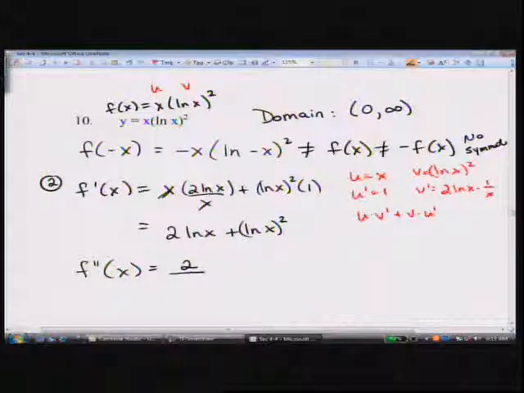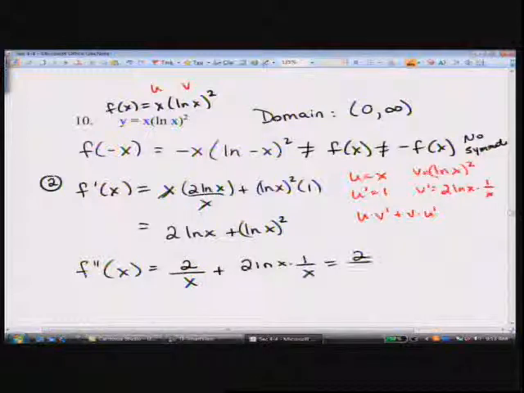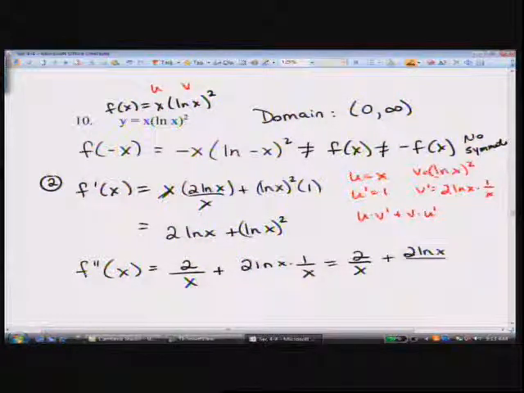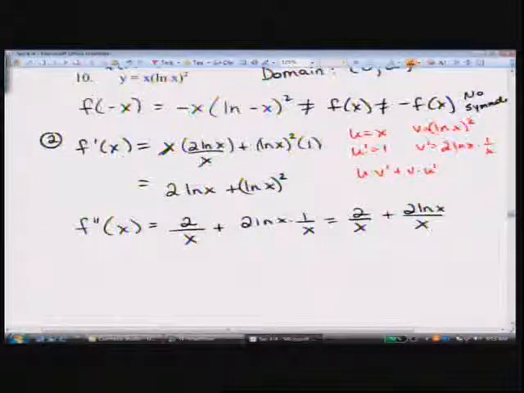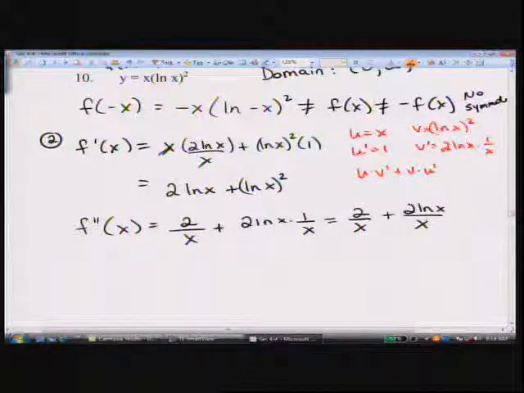2 over x plus 2 ln x times 1 over x. There we go. So, see, that wasn't that hard, Robinson, was it? No. Sorry. All right, so watch out, I'm going to get you again. So this is 2 over x plus 2 ln x over x. Can I cancel these x's right here because I don't like them? No, it's not allowed, because the ln owns that x.